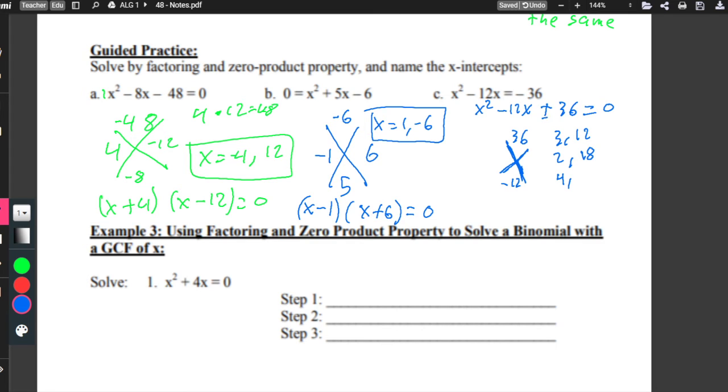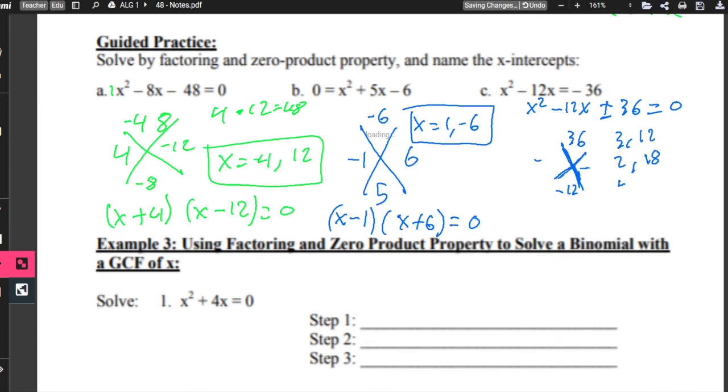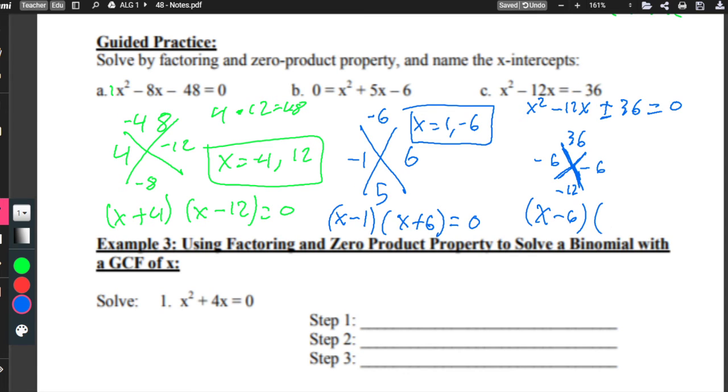Because our term here is positive, our signs have to match. Why am I blanking on math? That's add up to 12. Ignore all of this. It's 6 and 6. Negative 6, negative 6. So that's x minus 6, x minus 6. So when you get both the answers, they are the same. So we'll just have x equals positive 6 as our answer.